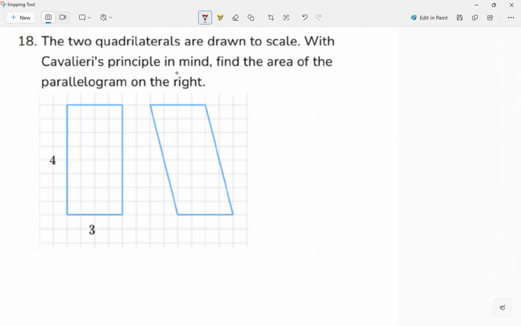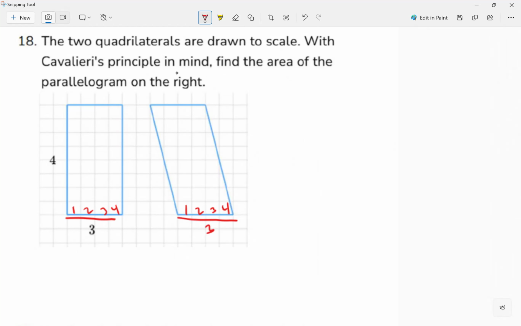So let's take a look at question number 18 here. The two quadrilaterals are drawn to scale. With Cavalieri's principle in mind, find the area of the parallelogram to the right. Well, how many squares do we have on my rectangle here at the bottom? I have 1, 2, 3, 4 squares. And here I have 1, 2, 3, 4 squares. They're telling me that this is 3 and this whole thing is 3.